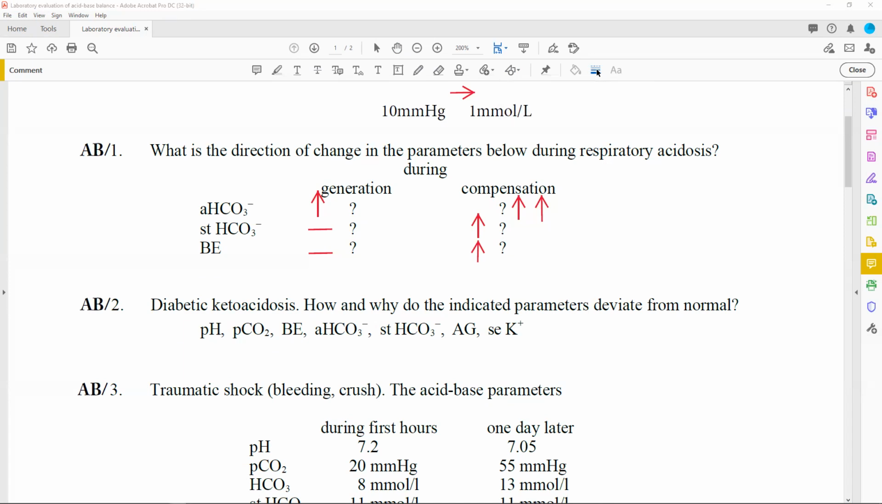Okay, so diabetic ketoacidosis: how and why do the indicated parameters deviate from the normal? The pH, the CO2, the buffer excess, the bicarbonate, and so on. Step by step. Step by step, first the pH. Diabetic ketoacidosis is acidosis, so pH decreases. So we do have acidemia, yes? So the pH goes down. Good, very good. What will happen with the CO2?